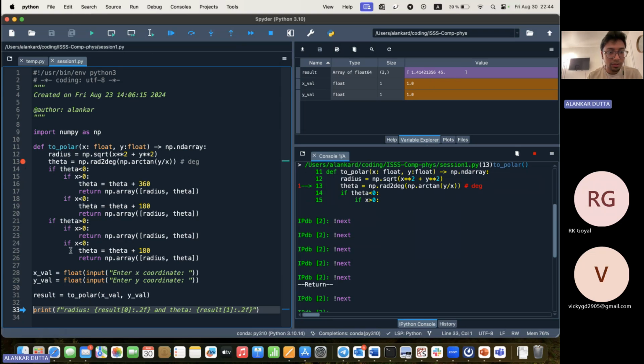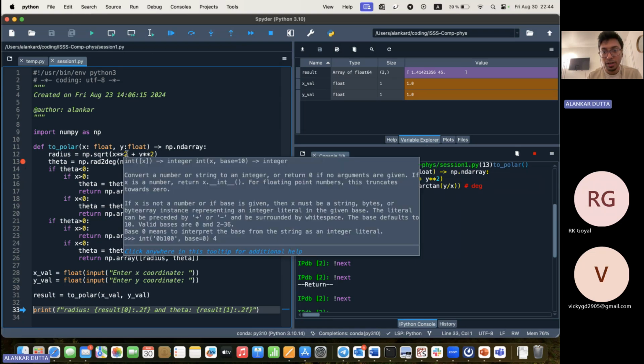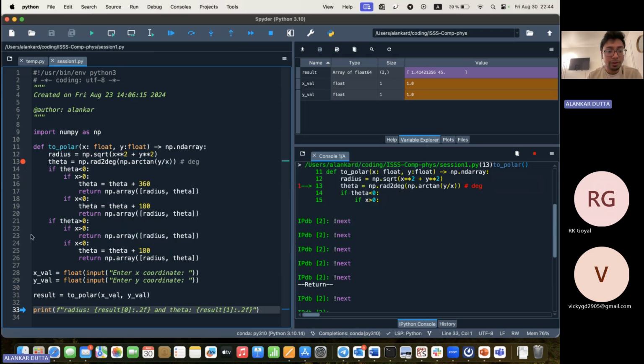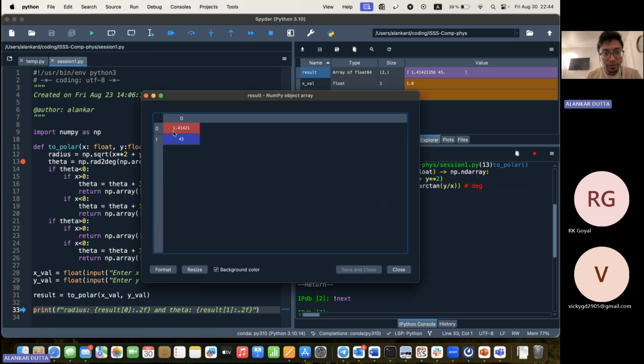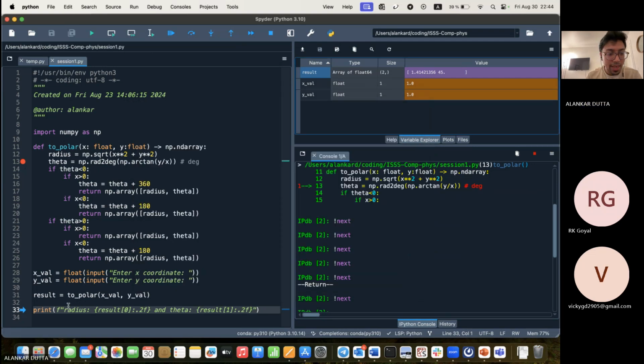And once you come out of the function, whatever variables were part of the function, radius, theta, x, y, all get lost because they were part of the function and now you're outside the function. So you no longer have access to those variables. Now the variables that you have access to are x val, y val, and result, which is this numpy array. You can also double click on this. It shows you the 0th element is this and the first element is this. And you can close it in here. And then this is the print statement, which obviously you can print.